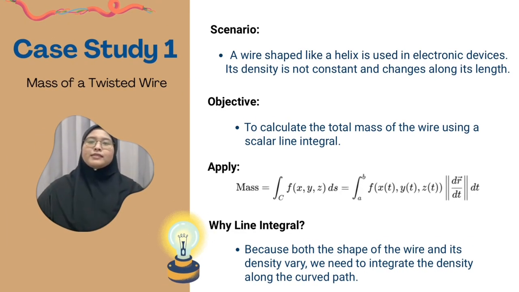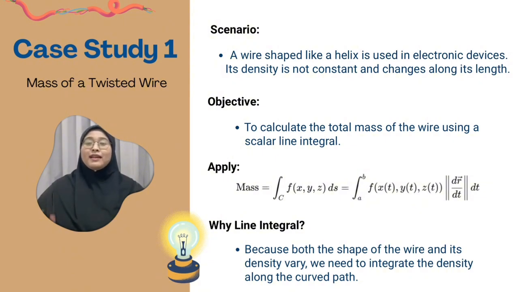Here we have case study 1, which is about finding the mass of a twisted wire. In this scenario, we consider a wire shaped like a helix, commonly used in electronic devices. The key point is that the density of the wire is not constant; it changes along the length of the wire. Our objective is to calculate the total mass of the wire, and to do that, we use a scalar line integral. We use this formula. This formula allows us to integrate the density function along the curve that represents the wire.